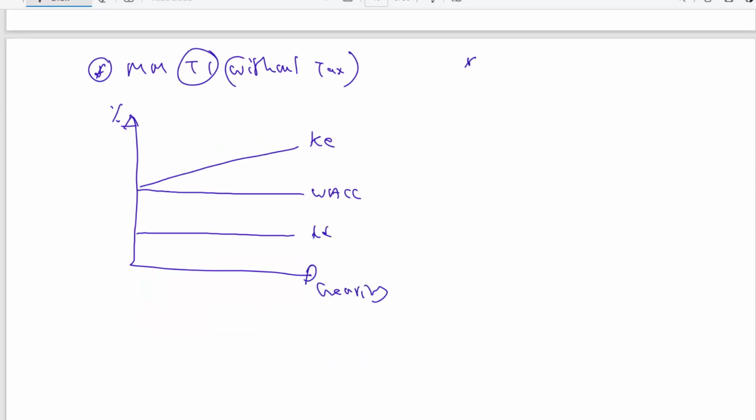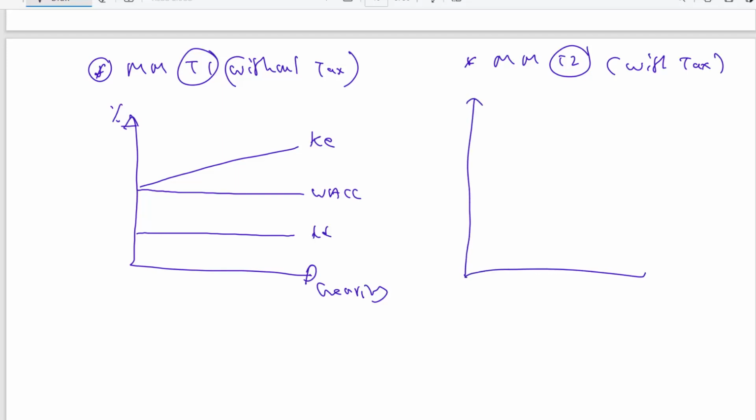And the next one is Theory 2. Under Theory 2, they consider the tax, so it is the with-tax method. Under this, what they said was that in Theory 1, they couldn't consider the tax saving which you will be getting because of the debt. So cost of equity is the same.